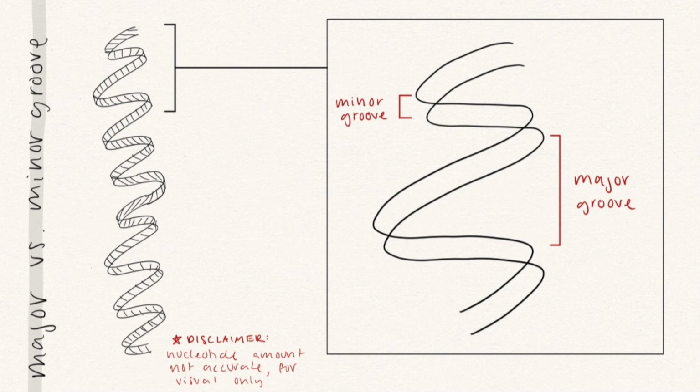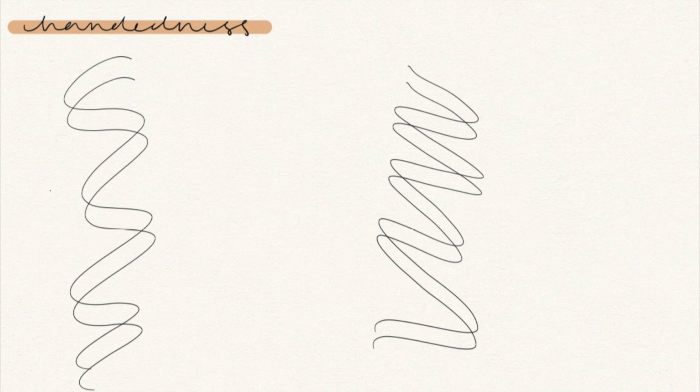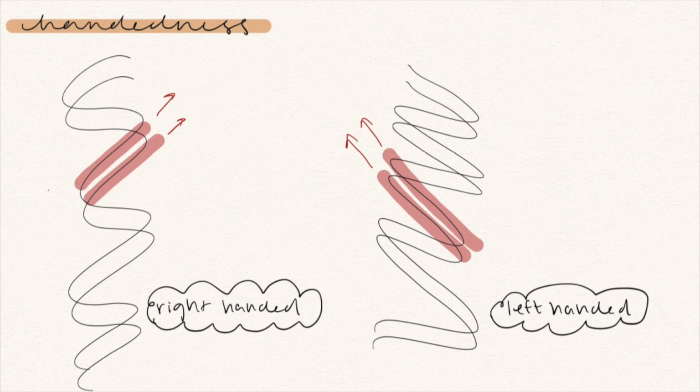When DNA is twisted up, it has a major groove and a minor groove. This refers to the distance between the phosphate backbone. Where the backbone is closer together is the minor groove, and where they are farther apart is the major groove. Handedness refers to the twist direction, which is determined by the orientation of the backbone. If the backbone is pointed up to the right, it is right-handed, and if it is up to the left, it is left-handed. Normal DNA is right-handed.